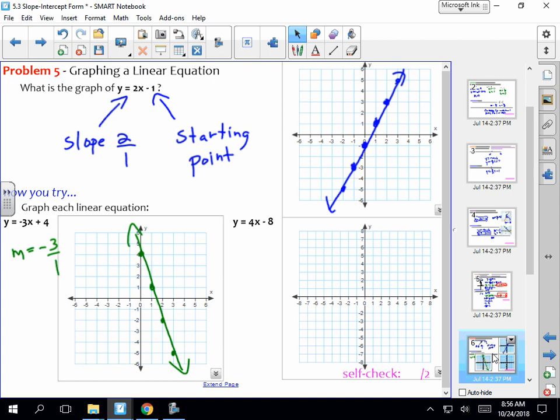Try this one on your own. You can graph it on your own. And check your answer with mine. So hopefully you got a positive sloping line that looks like that.